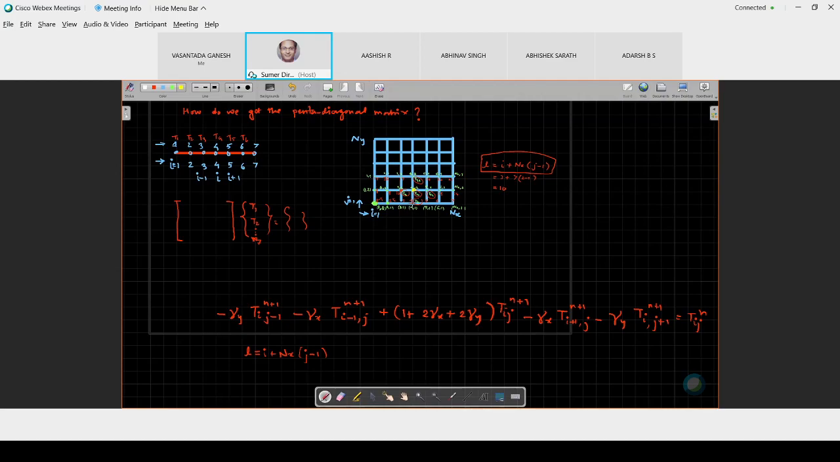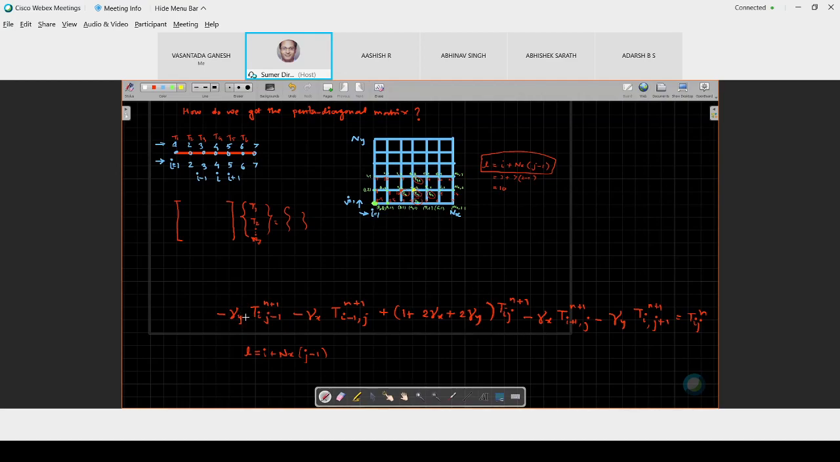Whatever the L value is there, if you subtract nx from that, then you are going to get the value T4. Okay, this is nothing but T4. This is nothing but your T10. What is this? T11, like that.